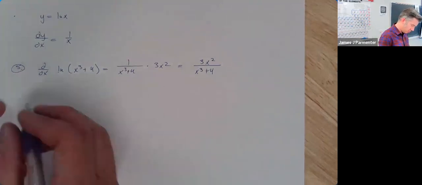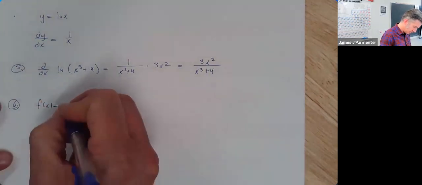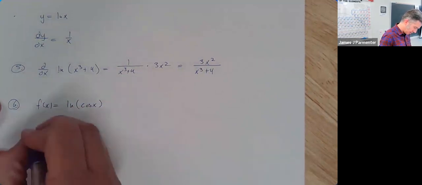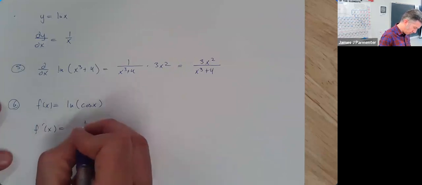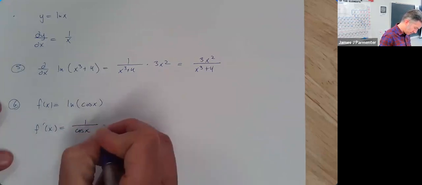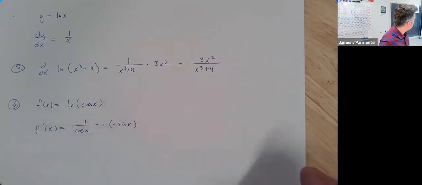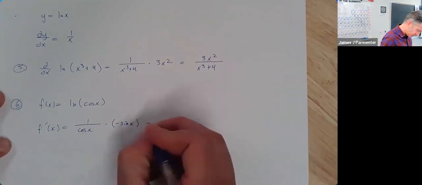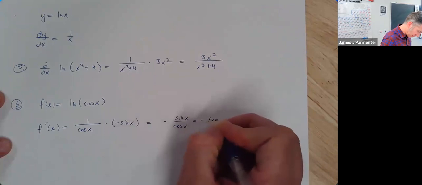Or for example, if your function is the natural log of cosine of x, then the derivative is going to be, well, the derivative of the natural log of some stuff is 1 over the stuff times the derivative of the stuff. Again, normally this isn't really necessary to simplify, but it is worth simplifying here to see this is really just equal to negative sine x over cosine x, which is really just negative tangent of x.